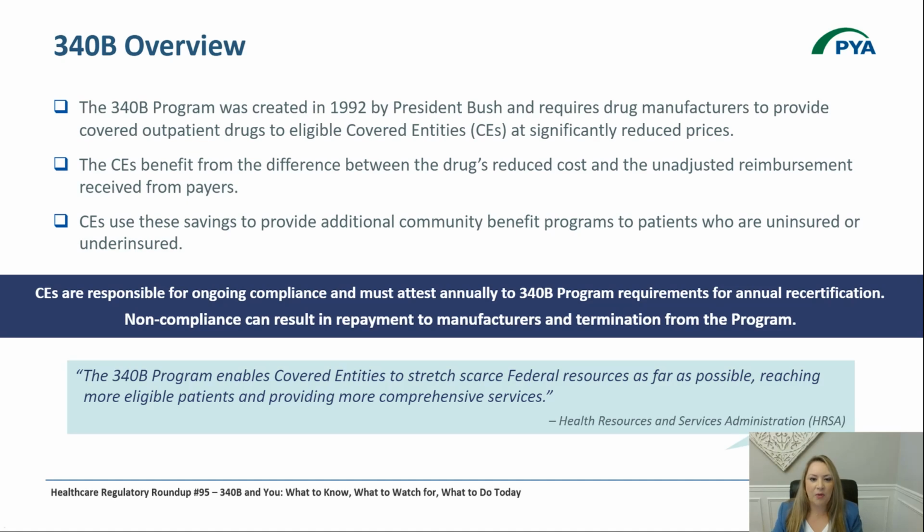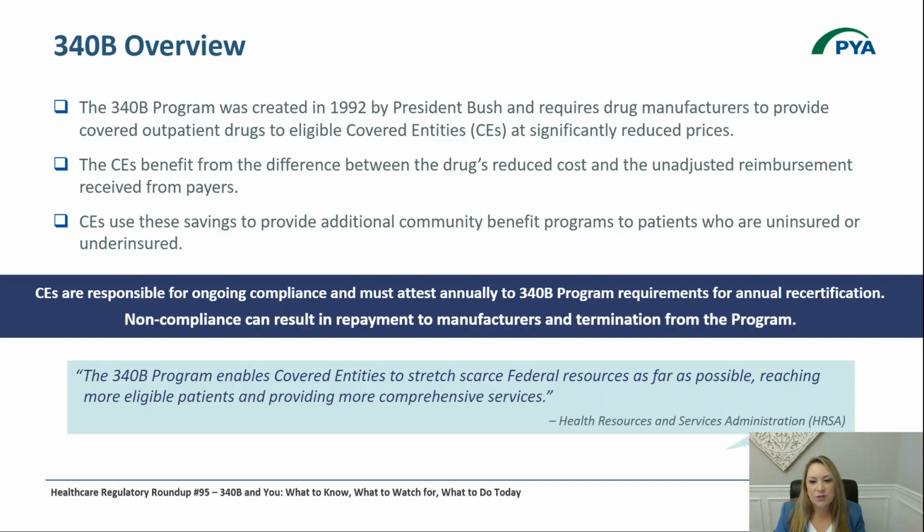Let's first talk about what 340B is. It's become a bit of a political program these days, and there's a lot of misinformation out there about what the program is and is not. It was enacted in 1992 by President Bush, so it's been around for quite some time now. It requires drug manufacturers to provide covered outpatient drugs to eligible covered entities at significantly reduced prices, typically somewhere between a 20 and 50% discount on drugs.